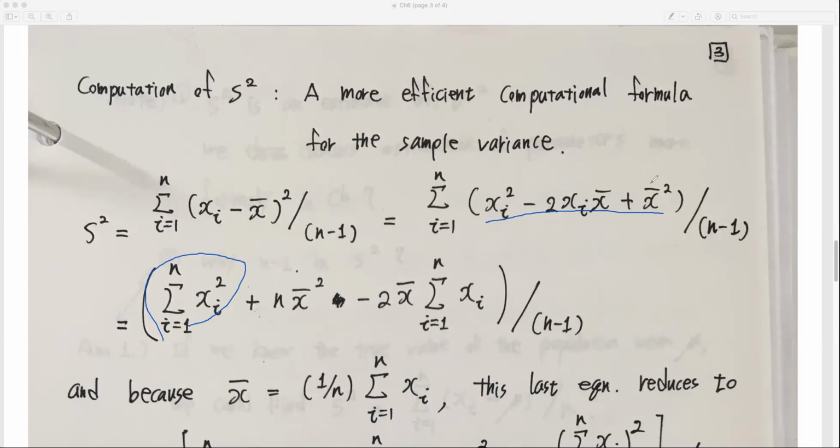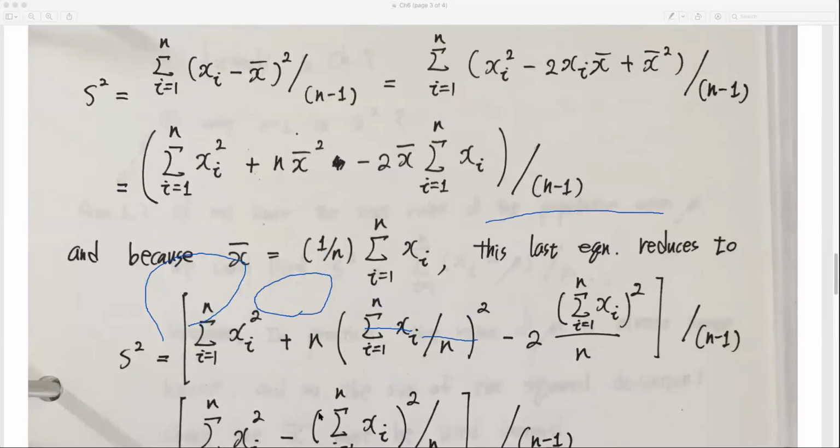But since x bar squared does not involve the index i, the sigma of x bar squared is going to be n times x bar squared. So we got n times x bar squared right there. Then the sigma of minus 2 xi x bar: since minus 2 x bar can be considered a constant, we bring it out. The sigma of xi is going to be this right there, and then minus 2 x bar. Okay, next one.